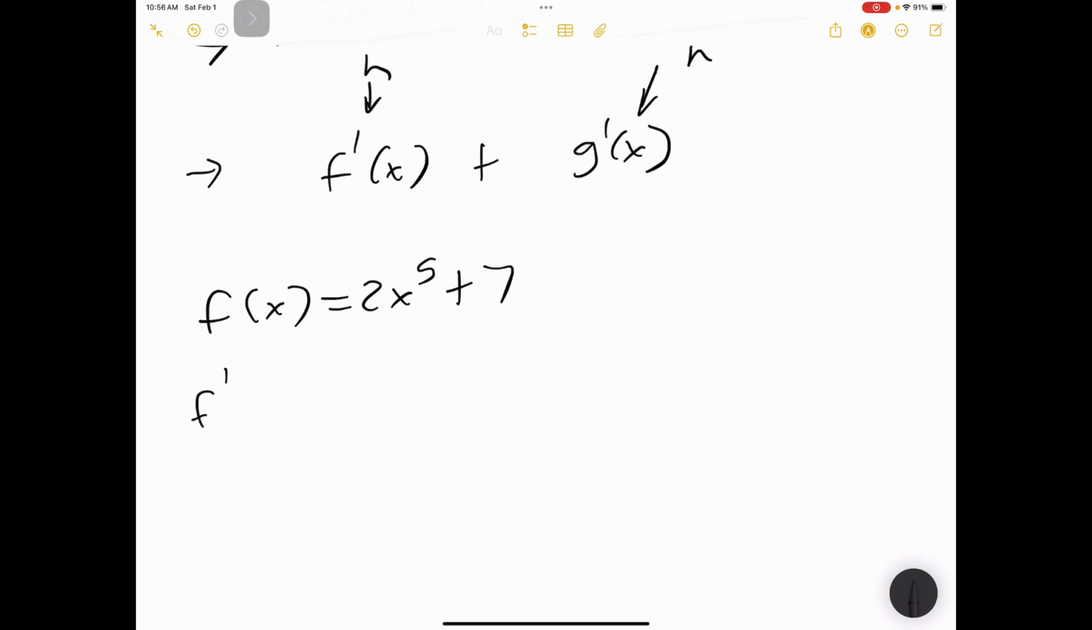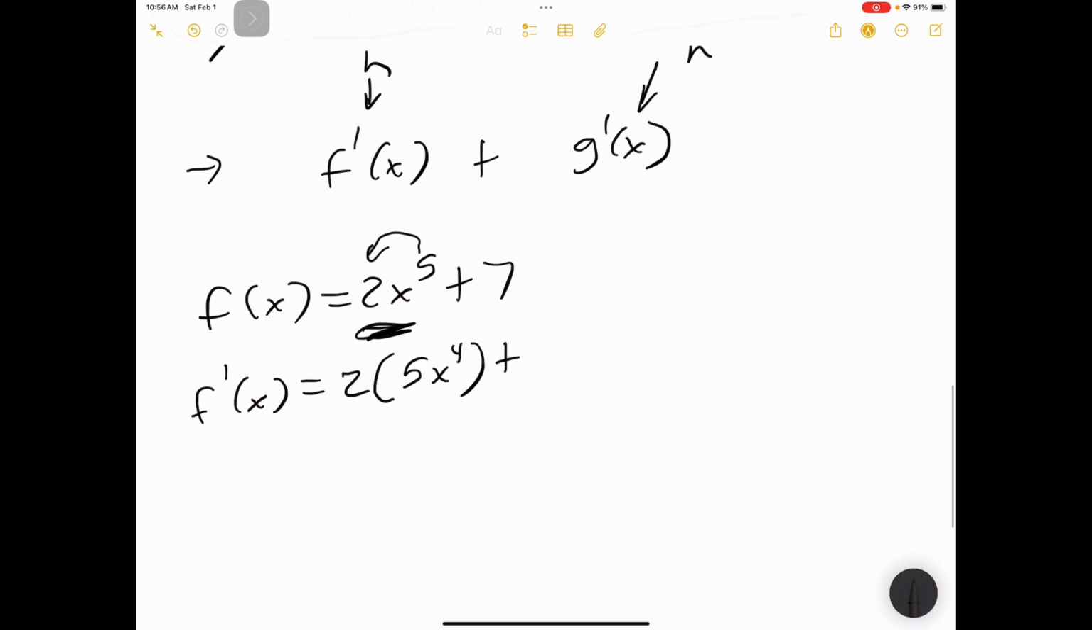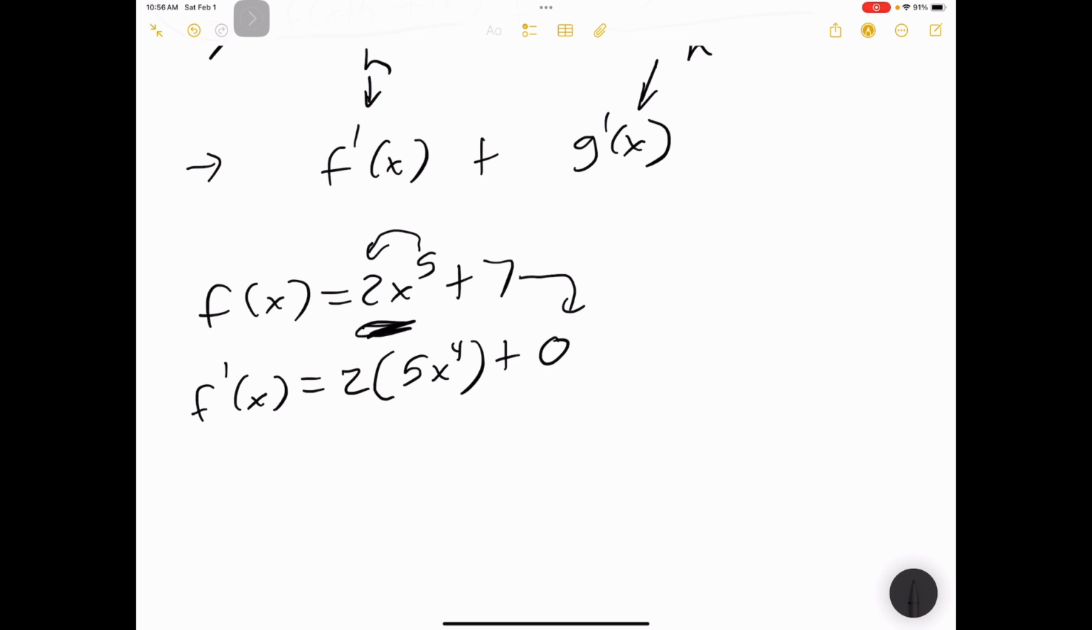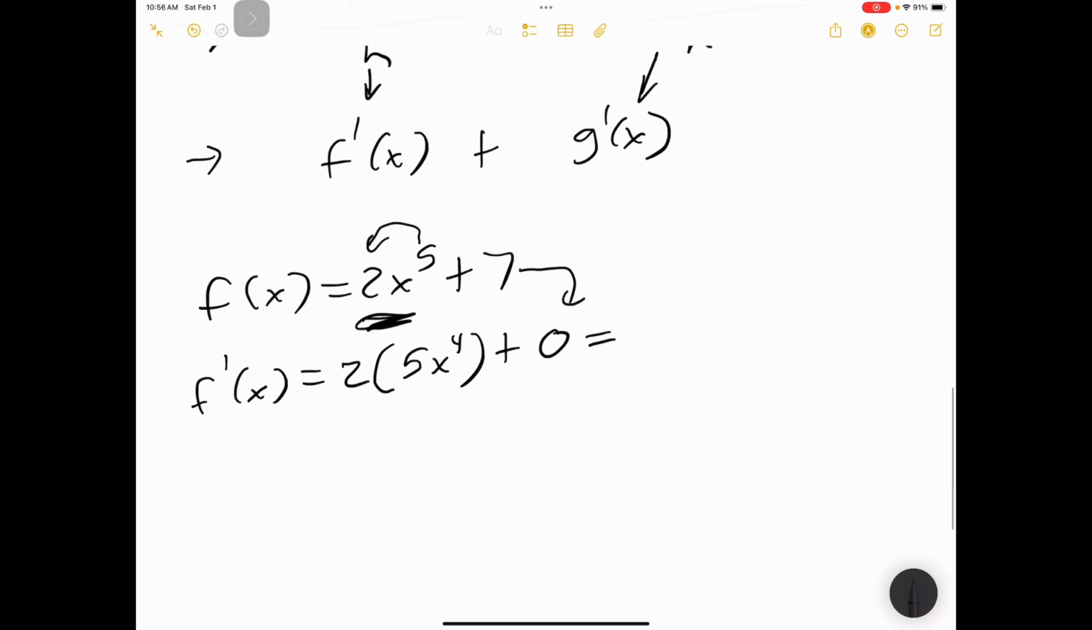So if I'm looking for f prime of x, in our first term here, we bring this down. We have our constant multiple, so the 2 sticks around, and we get 5x to the 4th. And then our constant rule for the derivative of 7 is just going to be 0. Remember, that's the first rule in this video. And so in the end, our derivative is 2 times 5 is 10x to the 4th power.